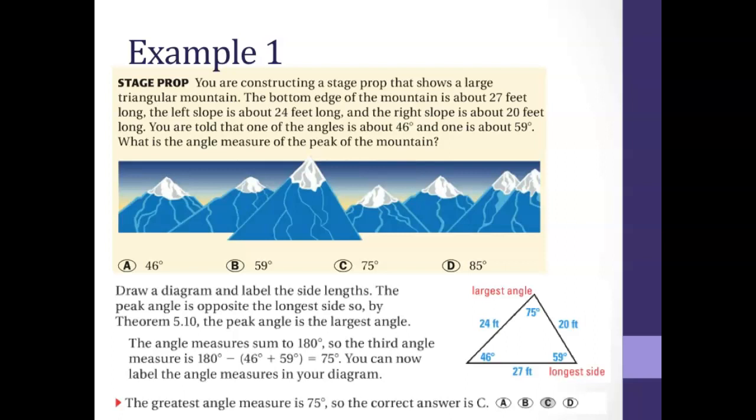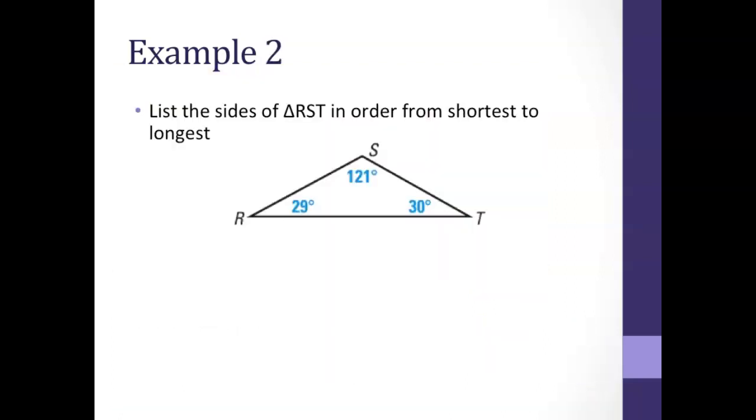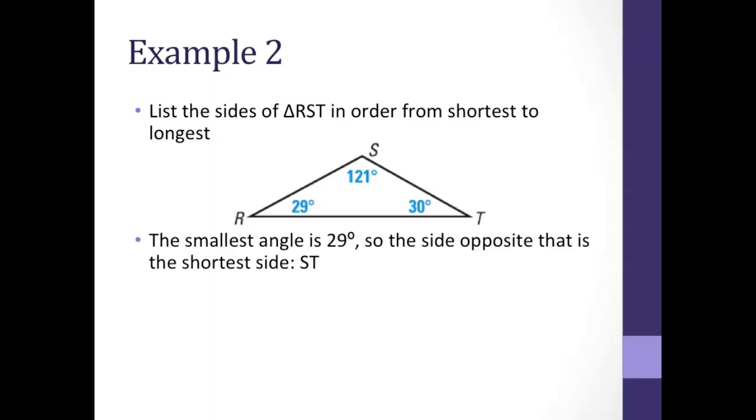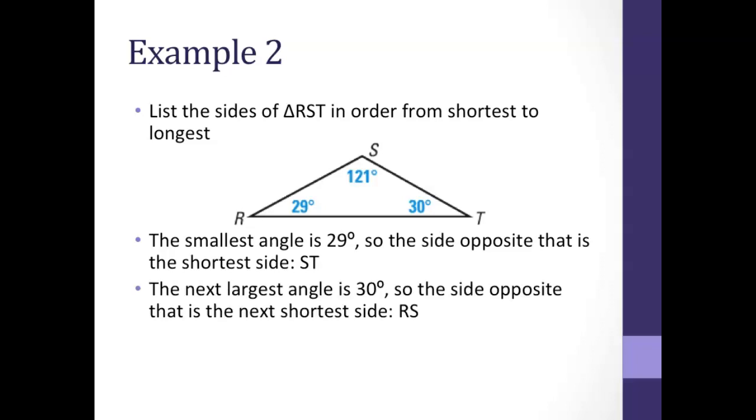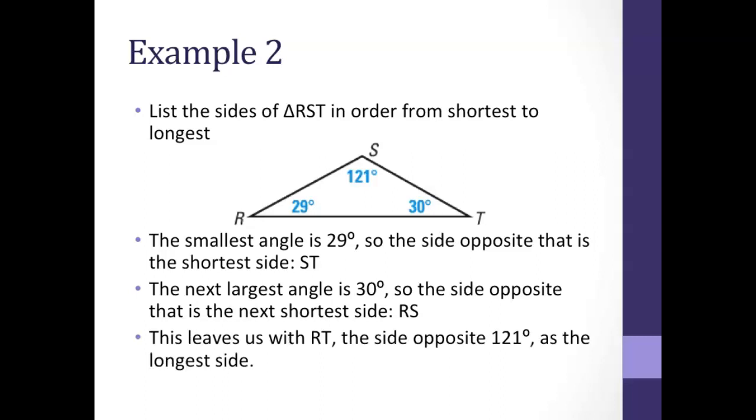All right, take a look at example 2. List the sides of triangle RST in order from shortest to longest. We see that the smallest angle given is 29 degrees, so the side opposite that is going to be the shortest side, which is ST. The next one would be the 30-degree angle. The side opposite the 30-degree angle is the next shortest side, which is RS. That leaves us with one last side, RT, which happens to be opposite the 121-degree angle, the largest angle. So RT must be the longest side. From shortest to longest, that would be ST, then RS, and then RT.